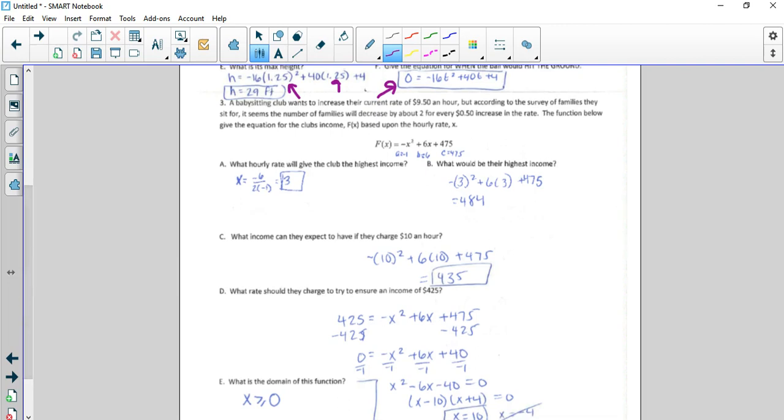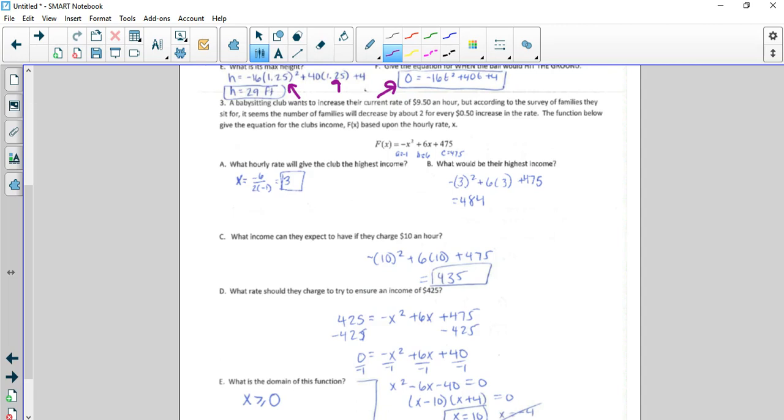Okay. We have a formula here. Says their current rate is $50 an hour, but according to a survey, it seems the number of families will decrease by about 2 for every 50 cents increase in the rate. The function below gives the equation for the club's income based on the hourly rate of x. So you have your equation.